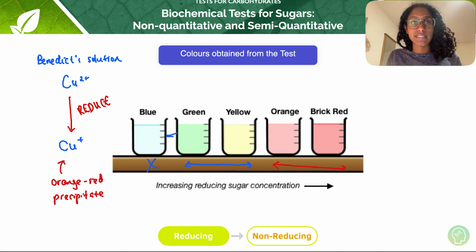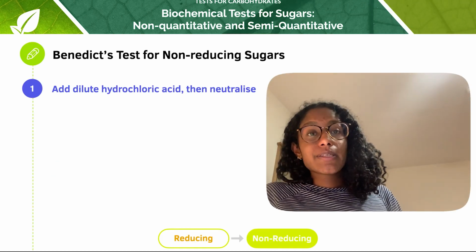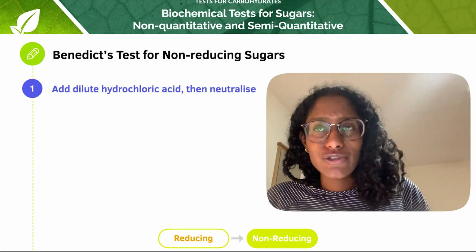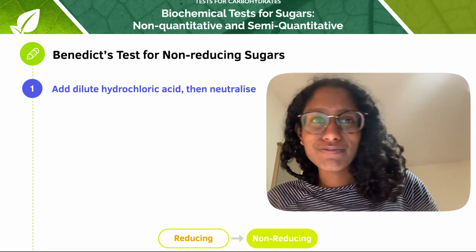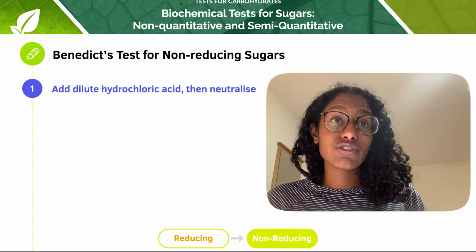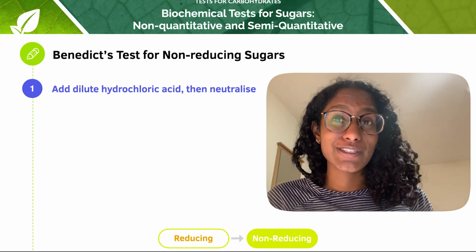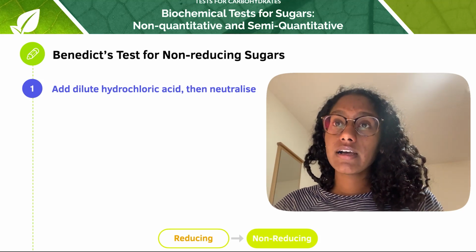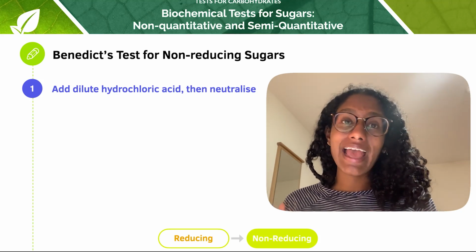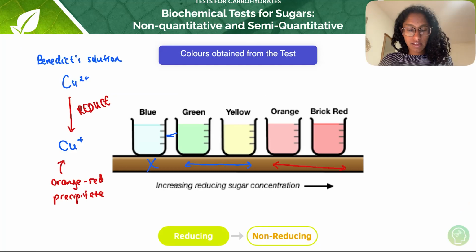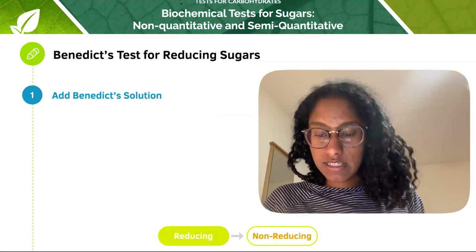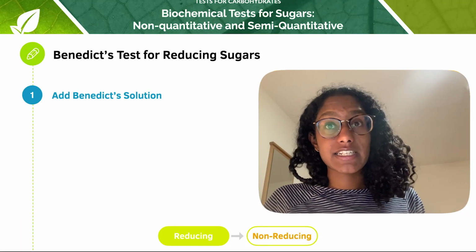So in the same way, we can actually use Benedict's test for non-reducing sugars, and you'll be thinking, what's she on about? You need the reducing sugars to reduce those copper 2+ ions to copper 1+ ions. Now, what we can do is add the non-reducing sugars. So if I go back to this slide here, where we had the Benedict's test for reducing sugars.